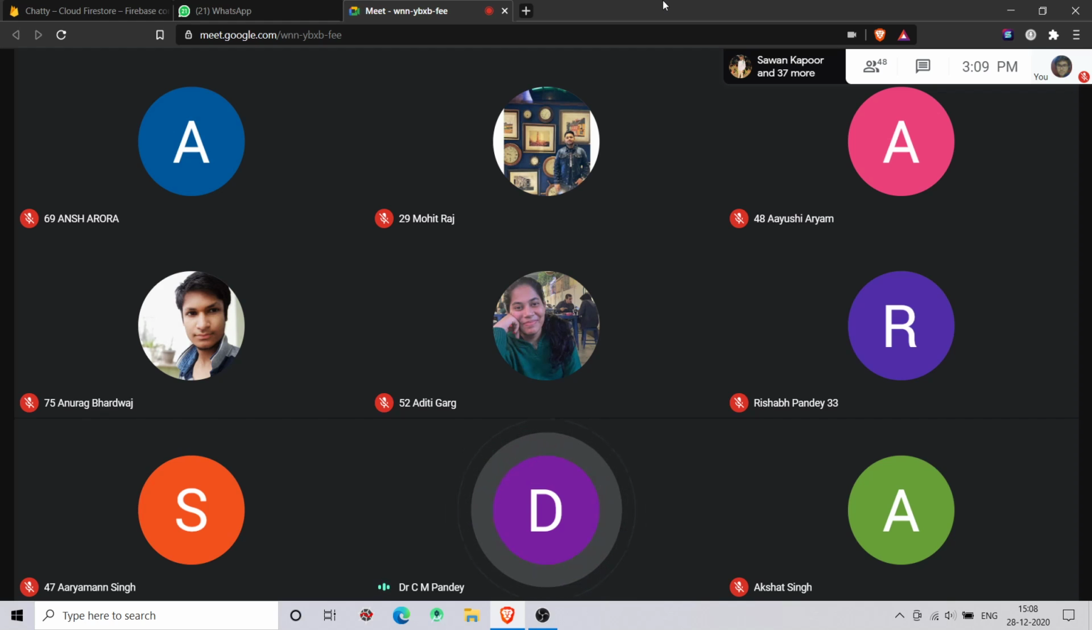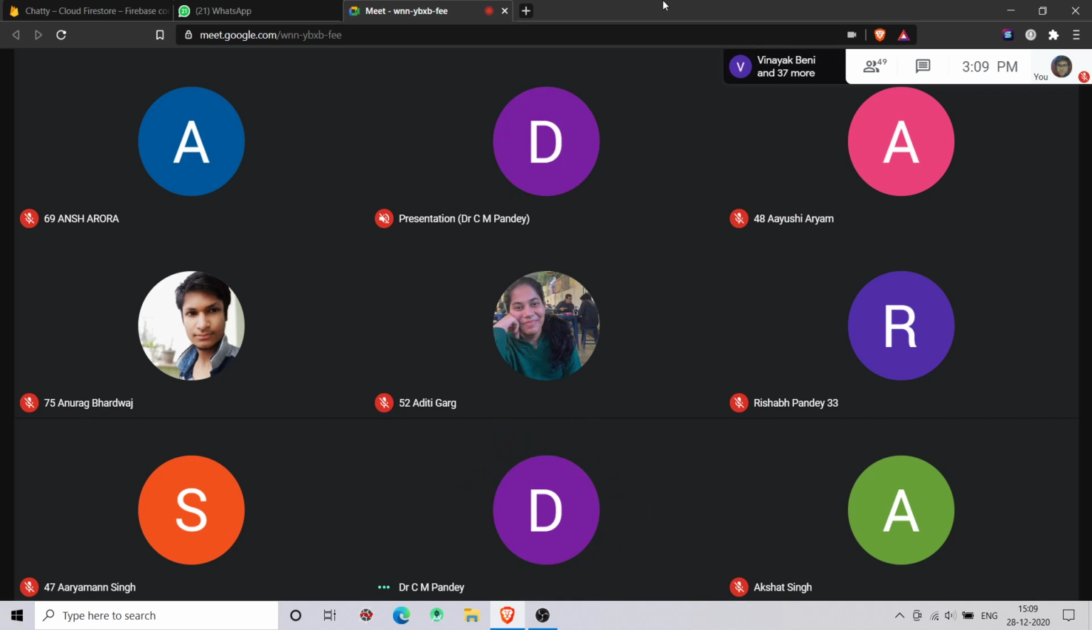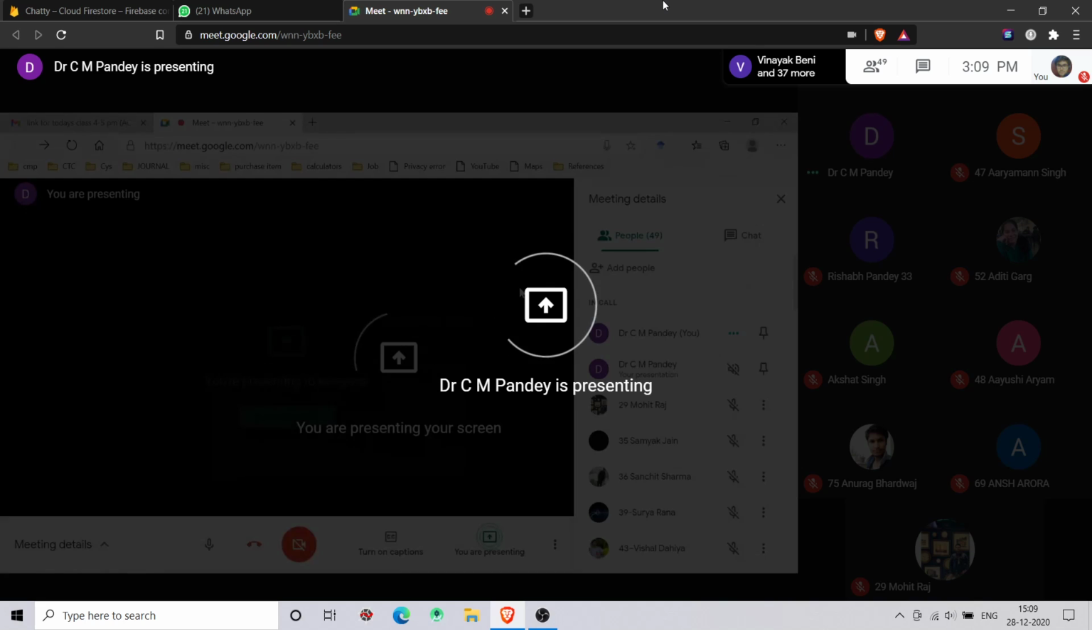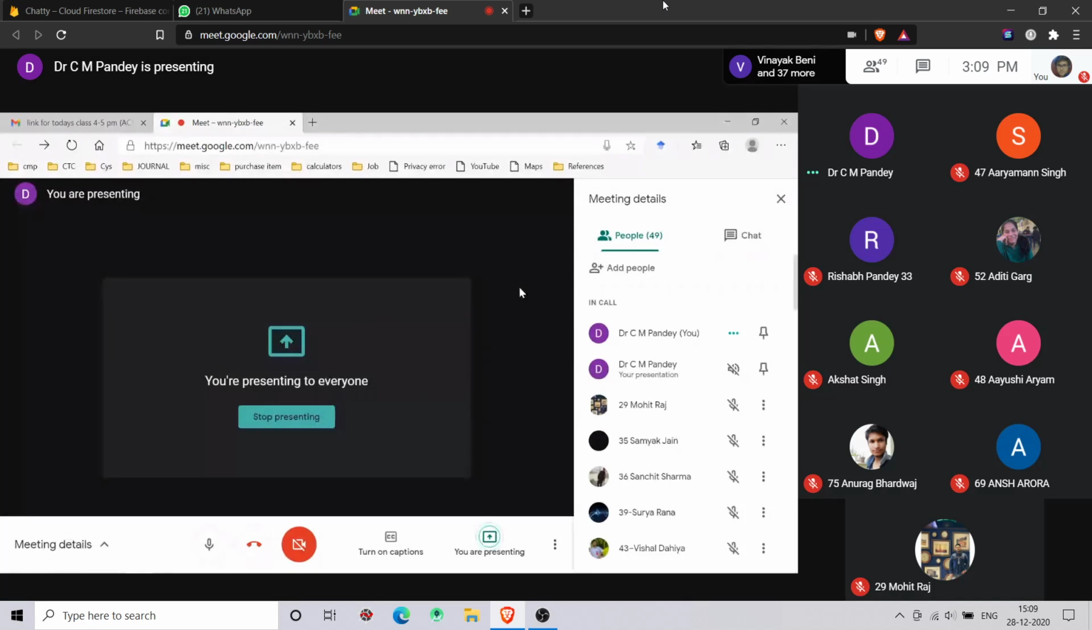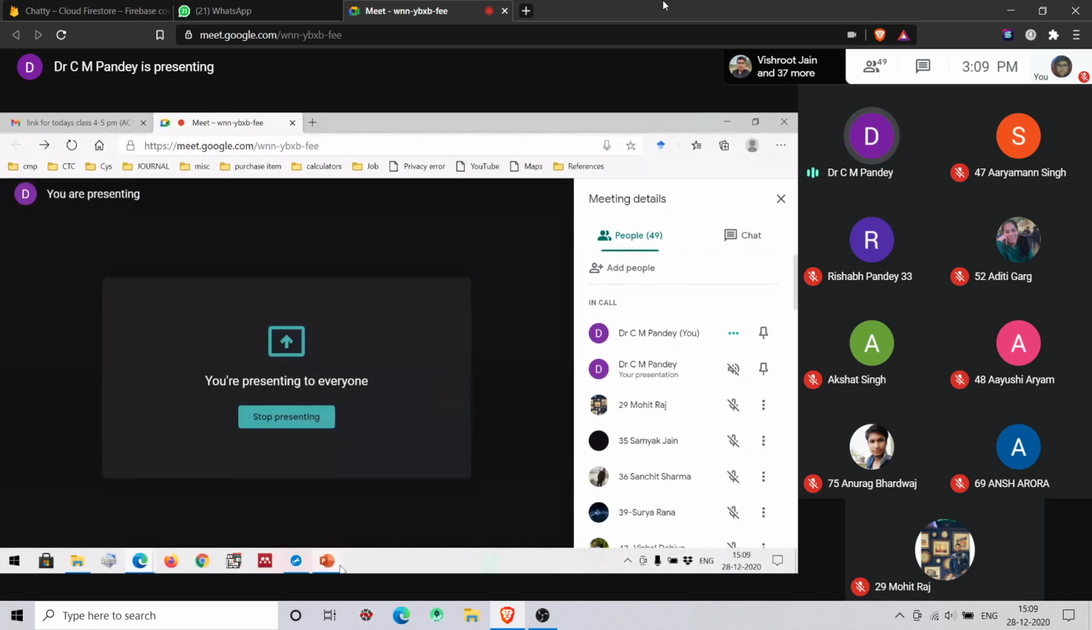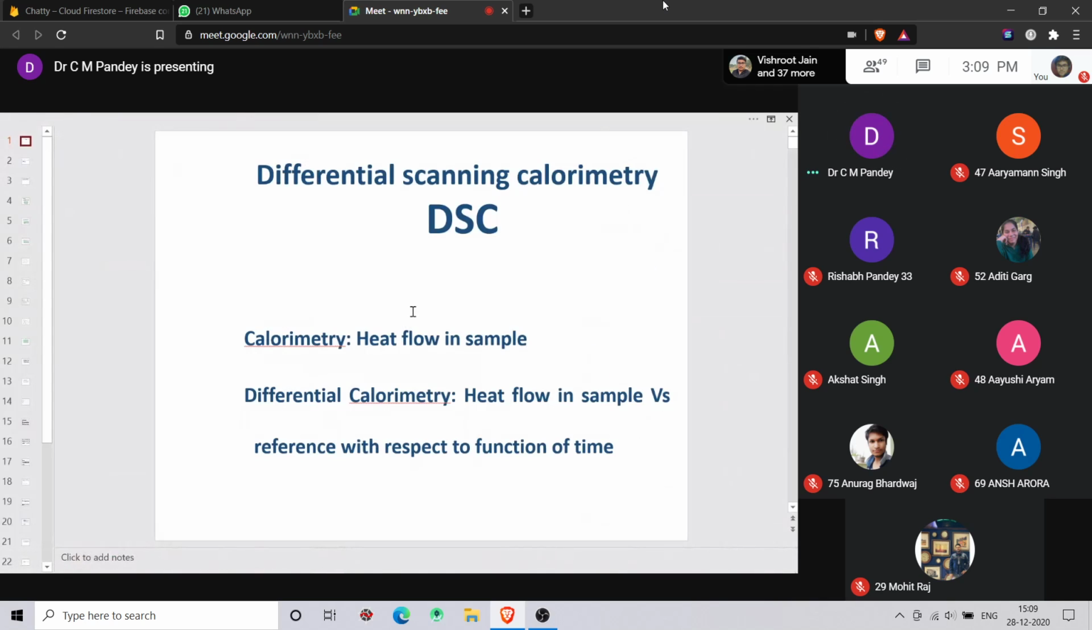So we have discussed TGA, thermogravimetric analysis, and DTA, differential thermal analysis. So we'll start with DSC, that is differential scanning calorimetry, right? So I will just share my screen. Yes, the screen is visible to you. DSC.